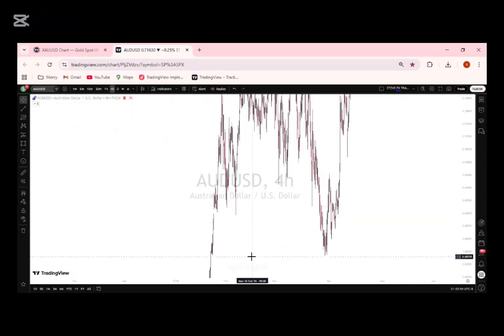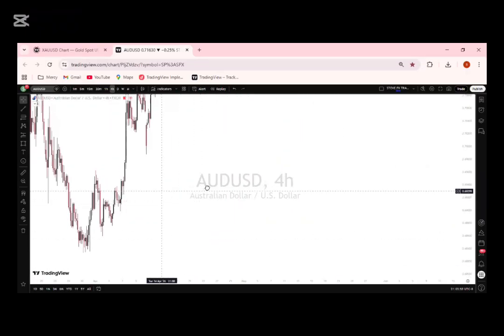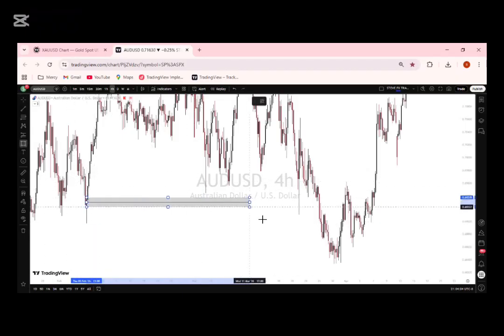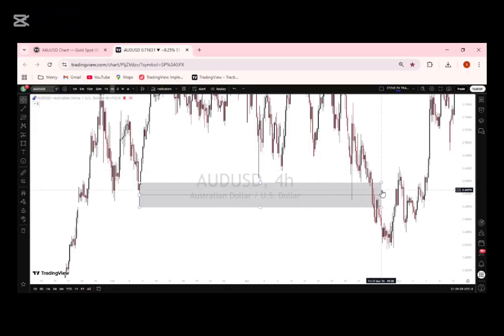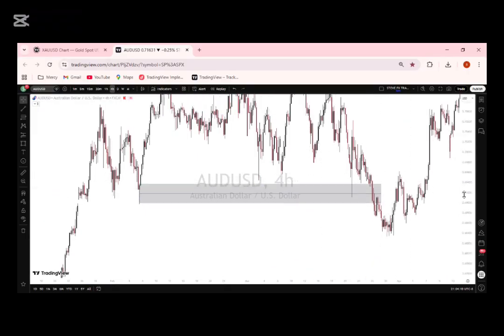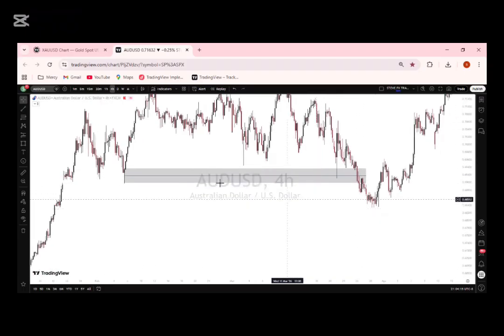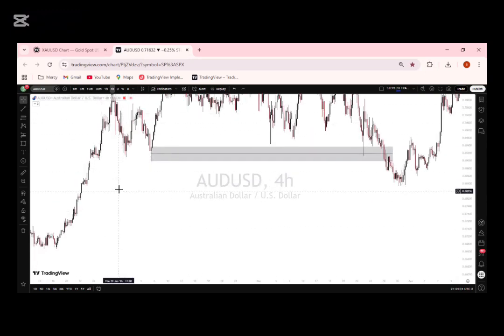So try to backtest them properly. For example, this is another block over here, but we saw the market violating this particular order block, because this is a liquidity, and there is an actual order block below this particular one.